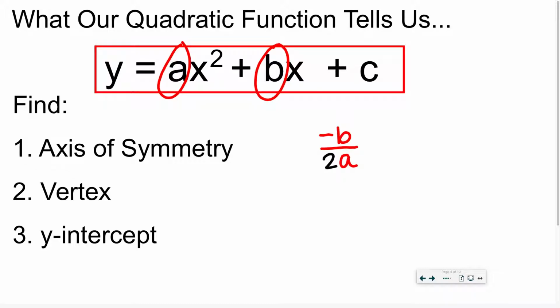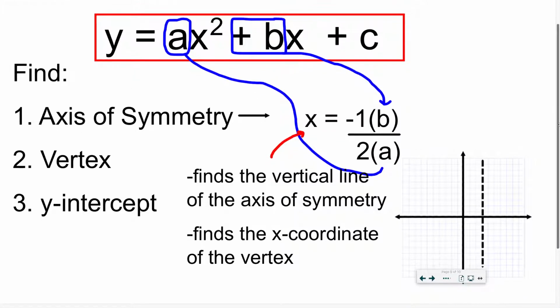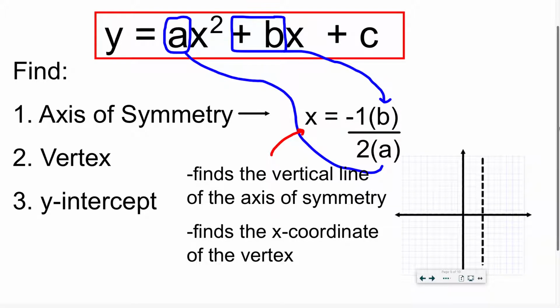B divided by... However you prefer to calculate that is fine. It's the same thing. It represents the same thing. We can actually multiply -1/2 times B over A. Right? This helps us find the vertical line.